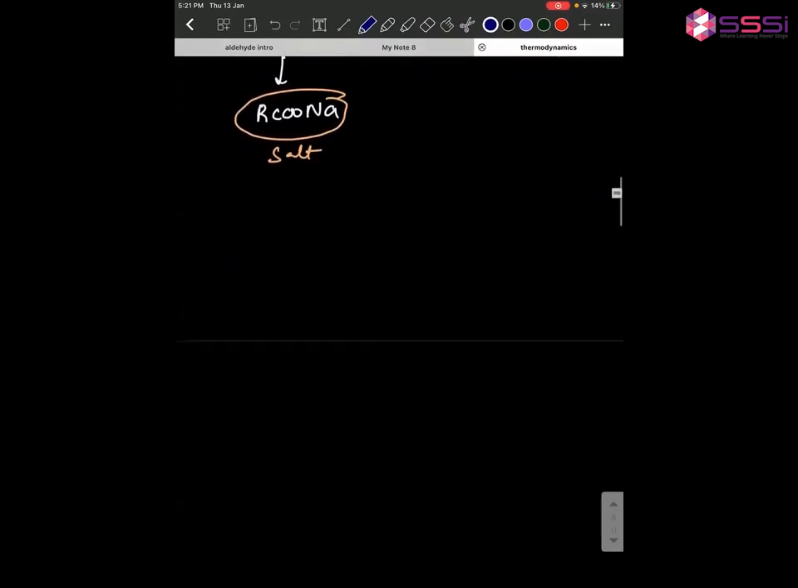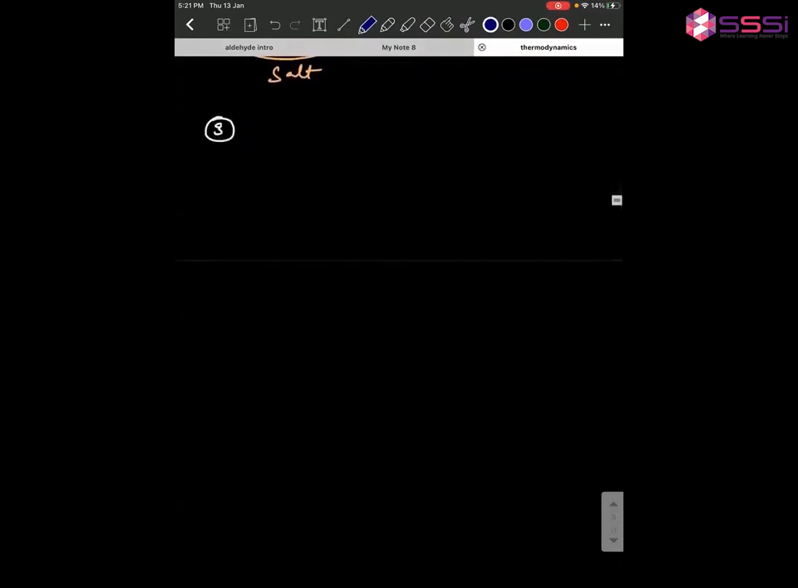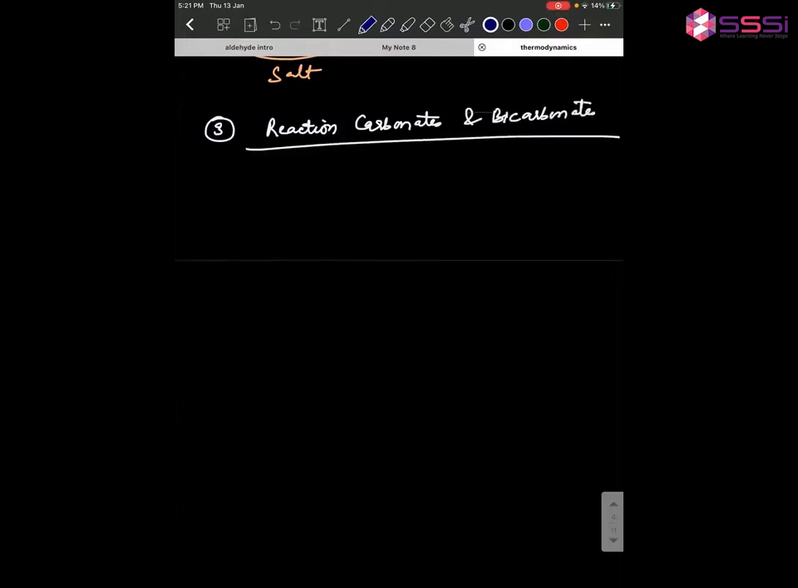Now the third reaction where the cleavage of the OH bond takes place is the reaction with carbonates and bicarbonates. Pranavi, can you name a metal carbonate? Sodium carbonate, Na2CO3. And Joanna, can you name a metal bicarbonate? NaHCO3, sodium bicarbonate. Okay, so I will be showing the reaction with these two.